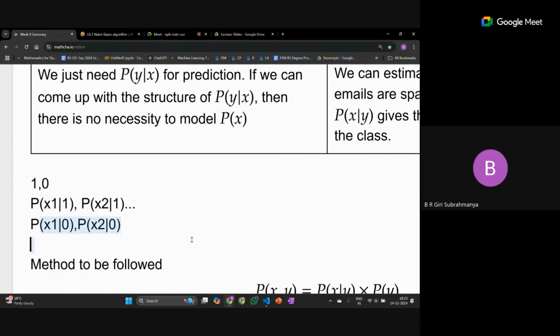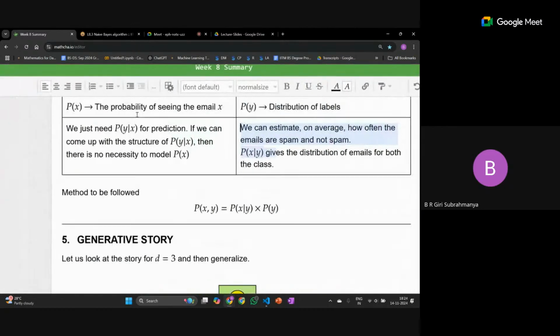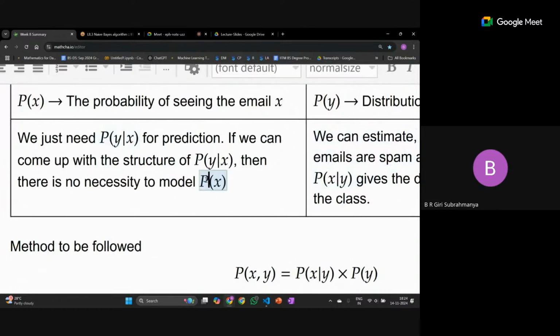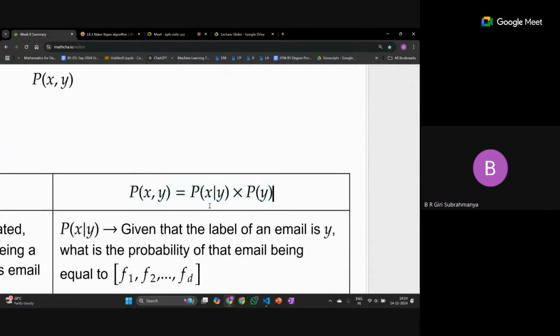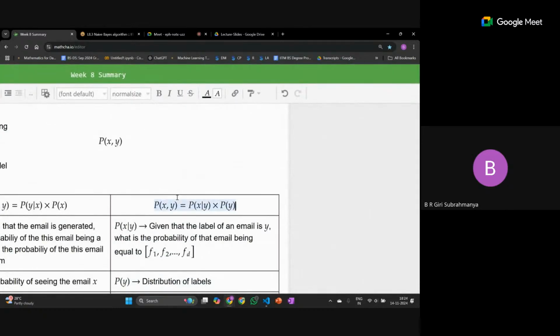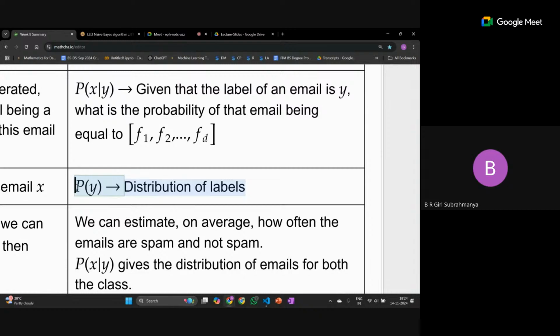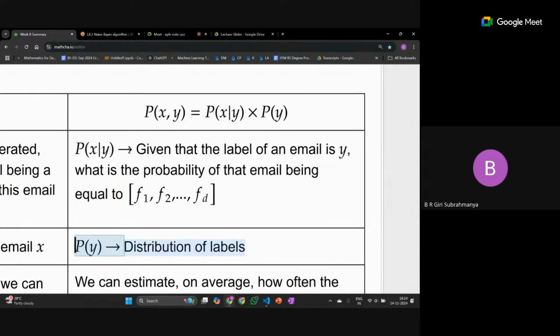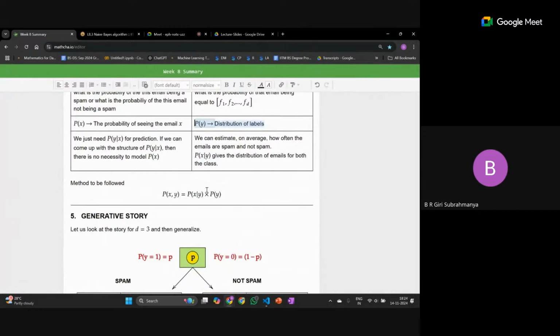Now, this will give some insight again. So you are able to get some insights on this side. Whereas if you model this one, then there's no necessity to model this one. So because of these two reasons, broadly, we are choosing this model. We are going to go this way. That is, we will model the distribution of labels, and we'll also model the probability that some email is going to be equal to something, given that that email is a spam or it's not spam. We are going to model that. All right, so this is what we are going to do.